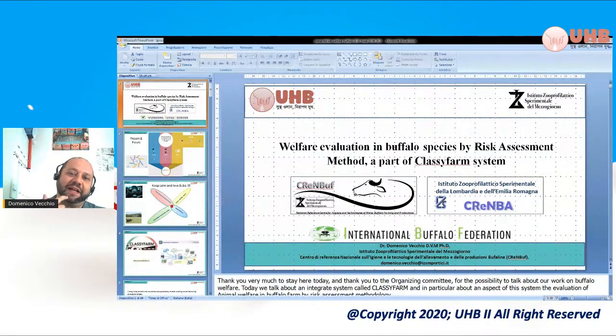Through scientifically validated coefficients, all the data are converted into a numerical indicator that measures the current level of risk of the herd.